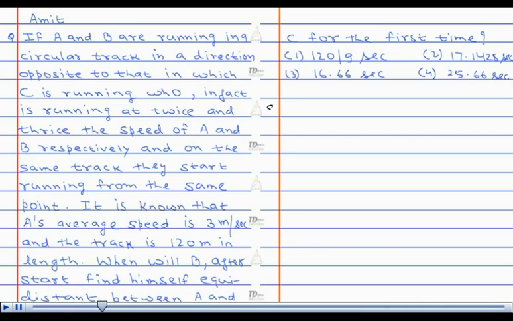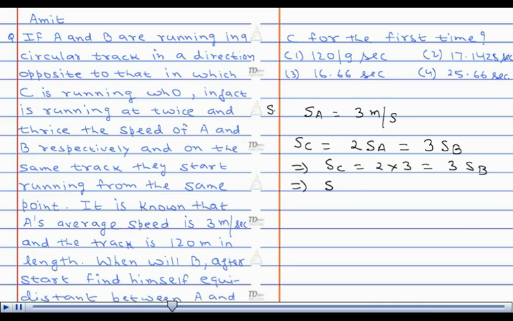Solution. First, try to find out the speeds of A, B and C. Speed of A is given as 3 meters per second and speed of C is twice the speed of A, which is equal to 3 times the speed of B. This implies speed of C is equal to 2 times 3, equal to 3 times the speed of B. This implies speed of C is equal to 6 and speed of B is equal to 2 meters per second.